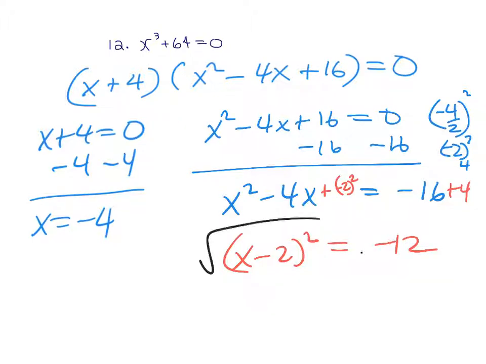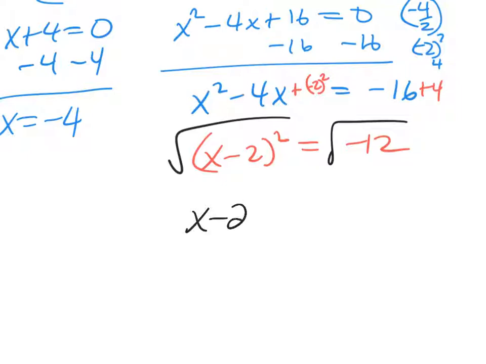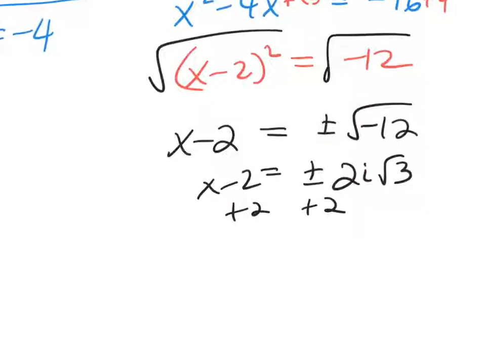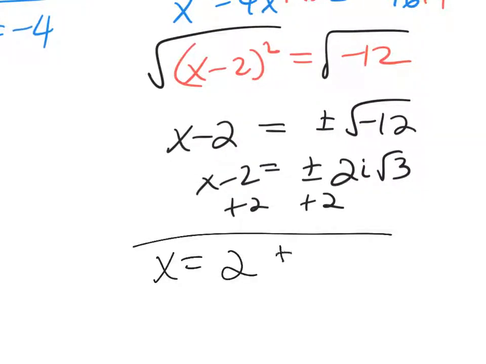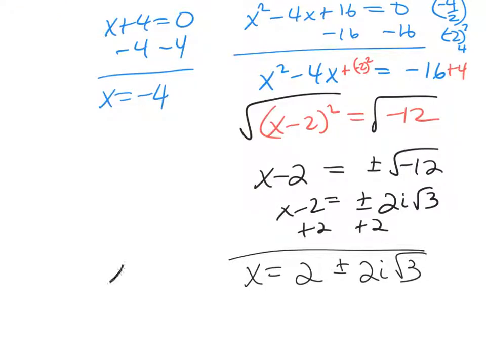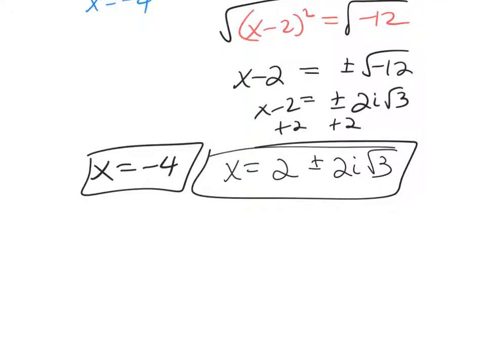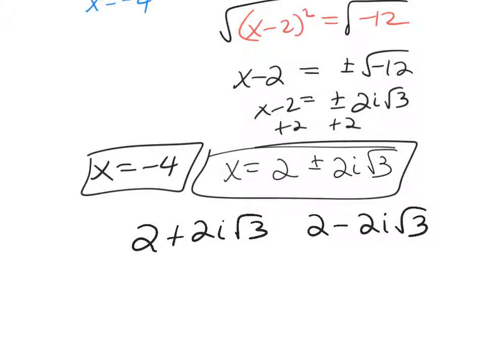Square root both sides. X minus 2 equals plus or minus the square root of negative 12. Break down the negative 12. This becomes 2i radical 3. Add the 2. X is equal to 2 plus or minus 2i square root 3. So my 3 solutions are x equals negative 4 and then the 2 imaginaries here. Again, if you need to see it pulled apart, it's 2 plus 2i radical 3 and 2 minus 2i radical 3. X equals, and then the negative 4.